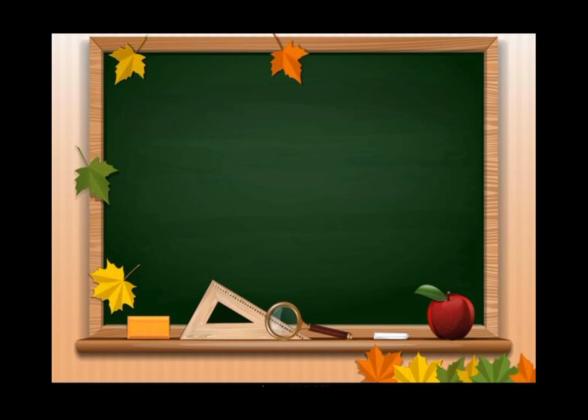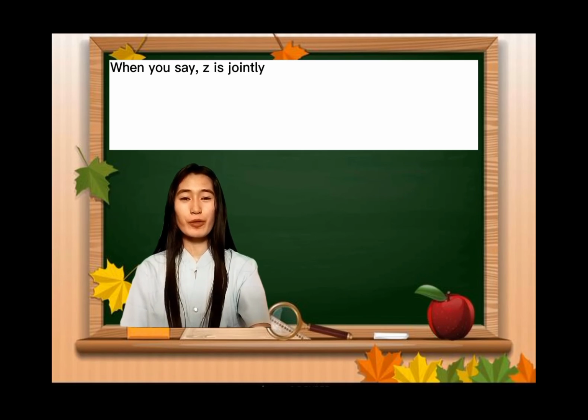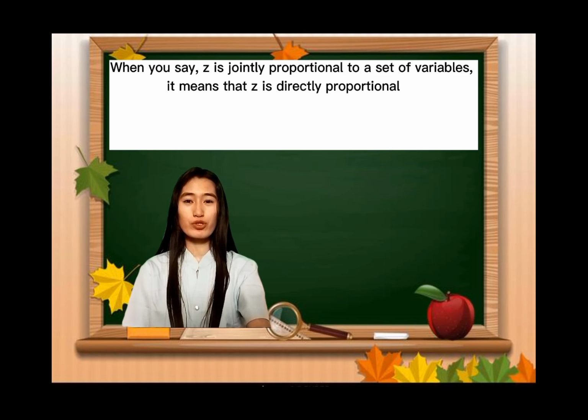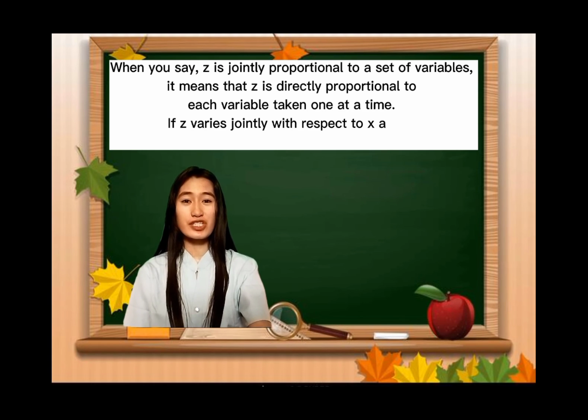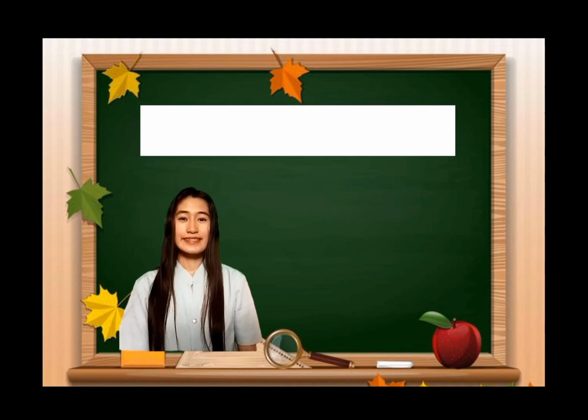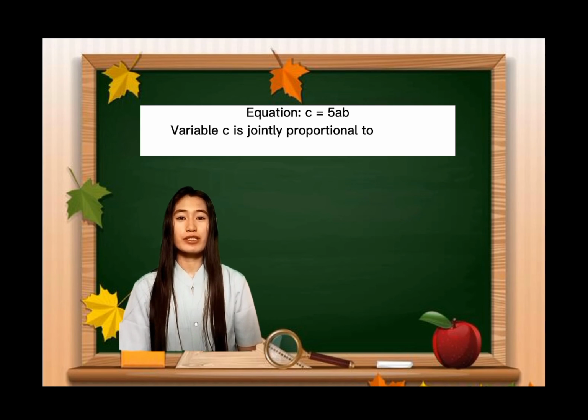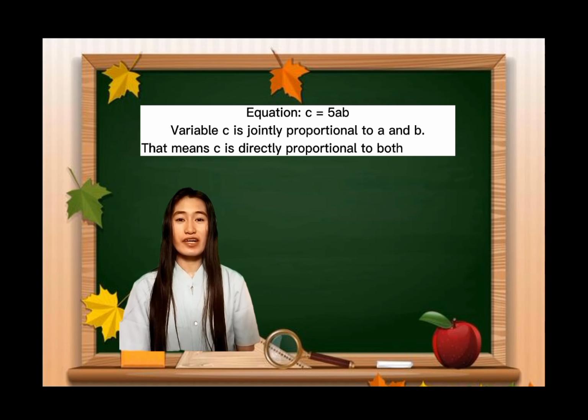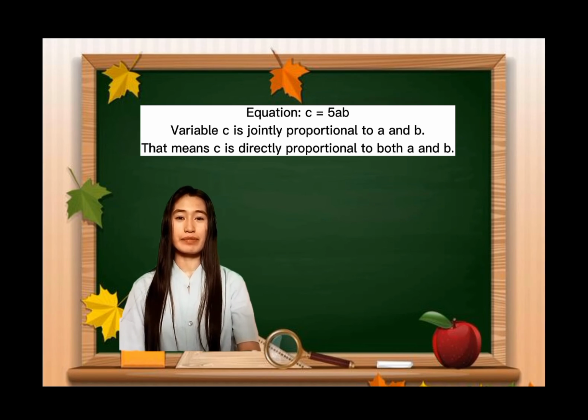Exploring math. When you say z is jointly proportional to a set of variables, it means that z is directly proportional to each variable taken one at a time. If z varies jointly with respect to x and y, the equation will be of the form z equals kxy, where k is the constant. Equation: c equals 5ab. Variable c is jointly proportional to a and b. That means c is directly proportional to both a and b.